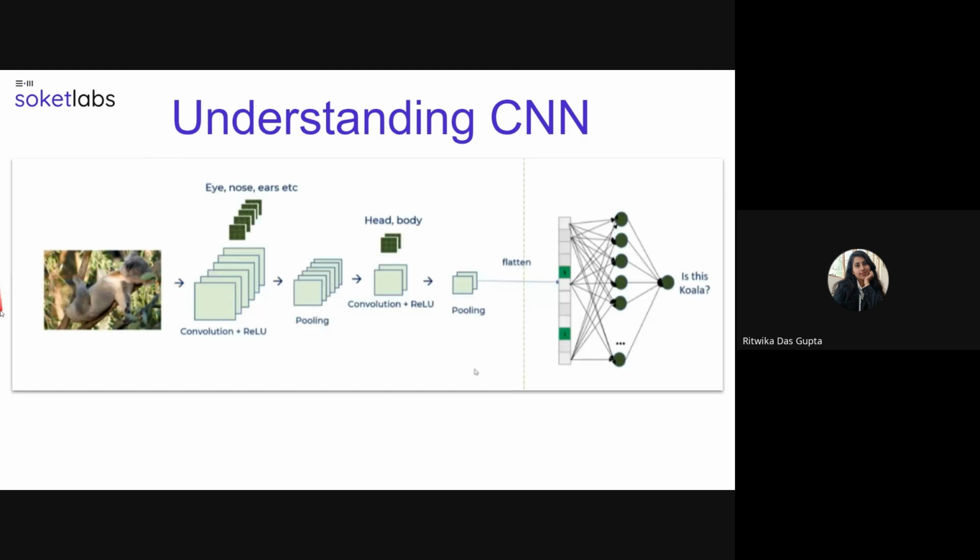And this is the final architecture of the convolutional layers, where we have various convolutional layers and the ReLU. And then we have these features. So then we have the pooling. Then again, when we have head and body detected, we again go through the various convolutional layer plus ReLU. Then the pooling happens, and then finally the flattened output is generated.